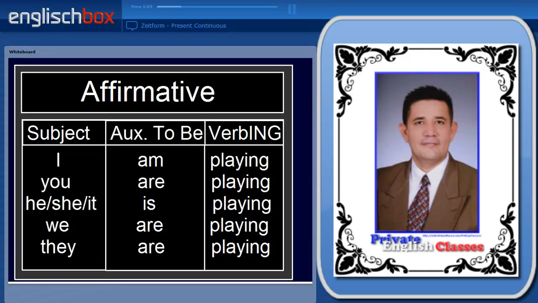So, for example, I am playing, or you are playing. You can also contract the subject and the auxiliary verb, which is what we normally do in conversation. So it becomes I'm playing, you're playing, he's playing, we're playing, and they're playing.